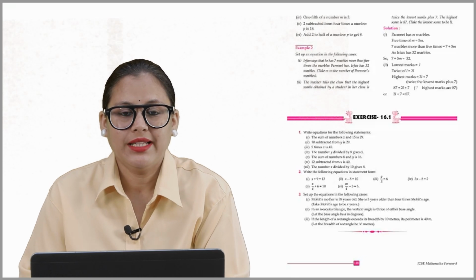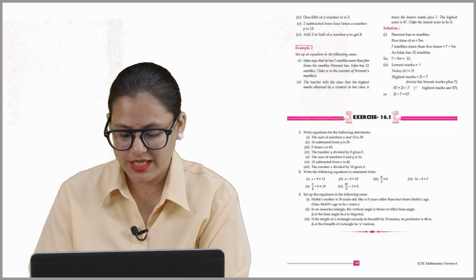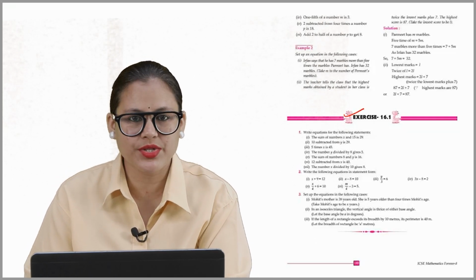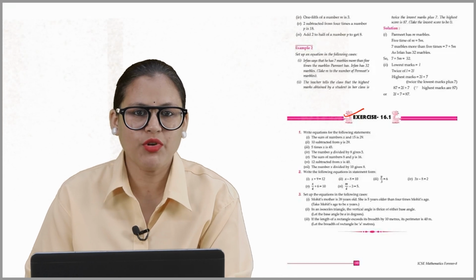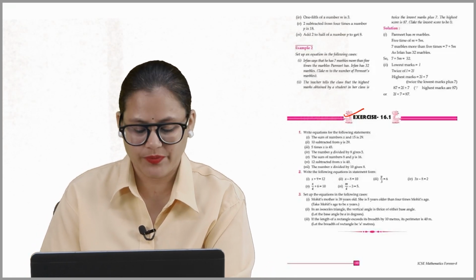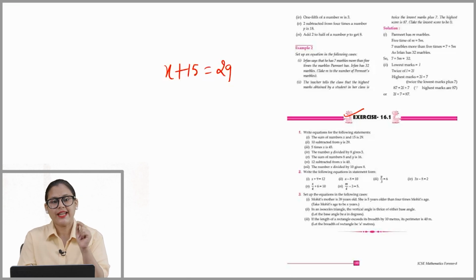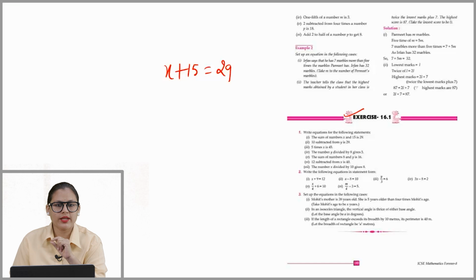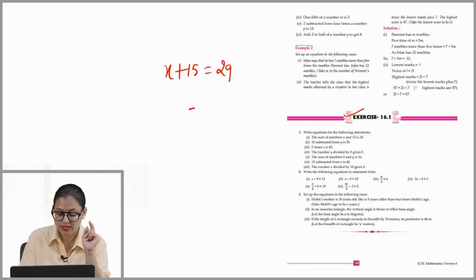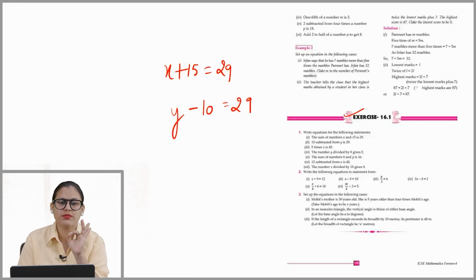Now let's do exercise 16.1. Write equations for the following statements. 1, the sum of numbers x and 15 is 29. So x and 15 is 29. Next, number 2, 10 subtracted from y is 29. 10 subtracted, that is minus 10, from which number? y, and the answer is 29. 3, 5 times x is 45.